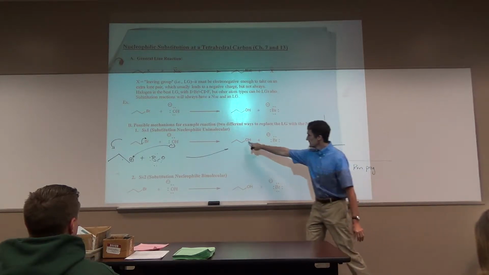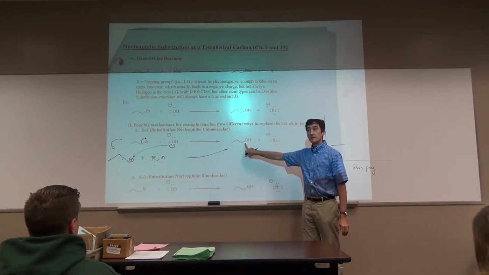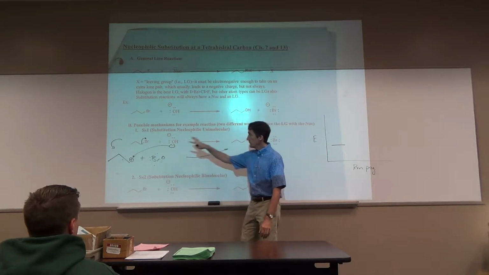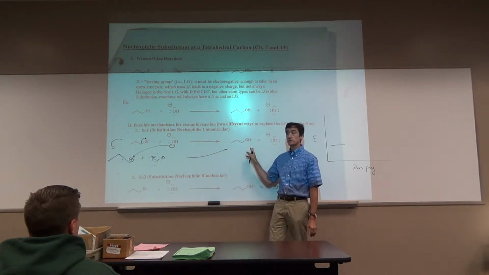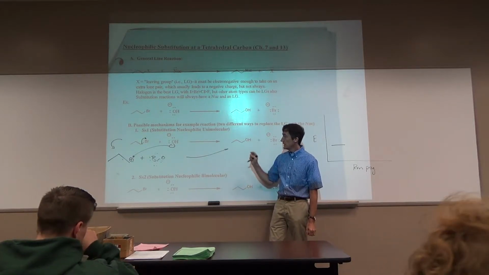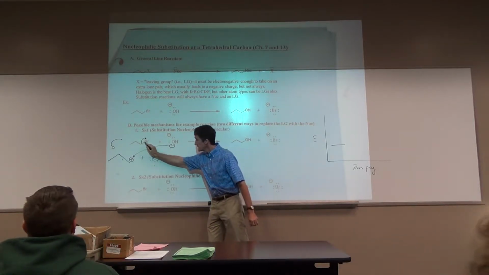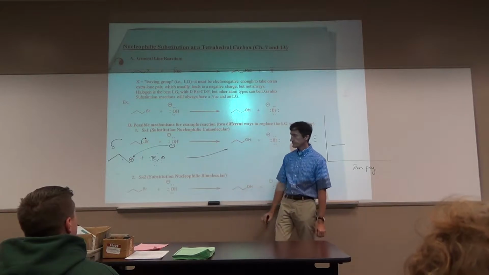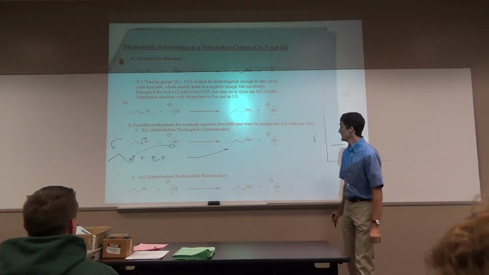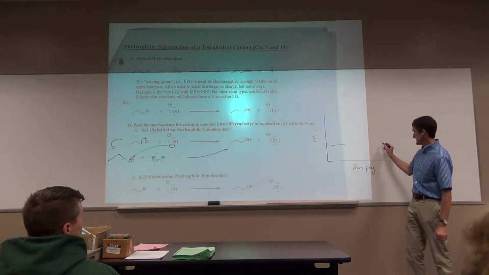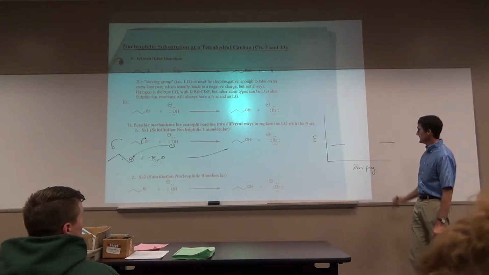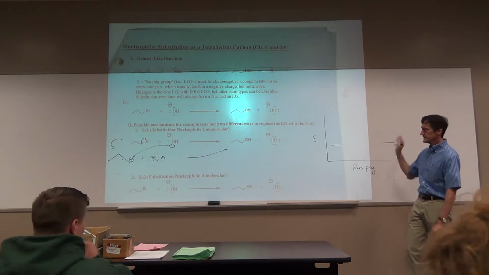Product, higher or lower? Not as easy to tell. When we went from pi bond to sigma bonds, it was easier to tell because we went to stronger bonds. Here we're replacing one sigma bond with another sigma bond. It's much more difficult to tell. It really doesn't matter. I'm just going to put it about the same.